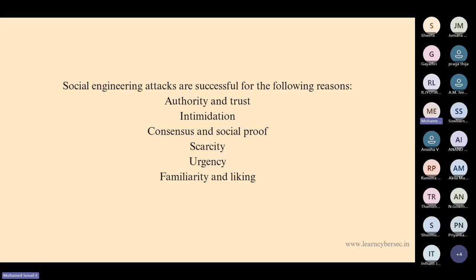Many examples you will find with social engineering, but these will be classified under 6 categories. Authority and trust. The authority and trust is the same example. The attacker poses as a higher authority like a manager, CEO, or external governing body, and calls the victim and uses that influence to get them to do the task so that the attacker gains the access.